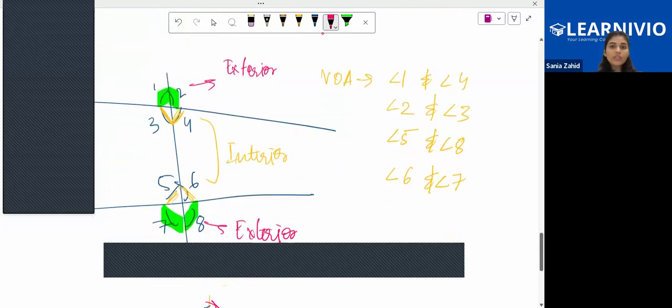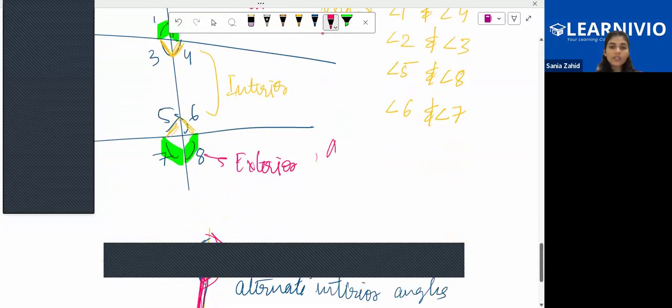So how many pairs of alternate interior angles do I have? Alternate interior is angle 3 and angle 6, angle 4 and angle 5. Very nice. What are alternate exterior?